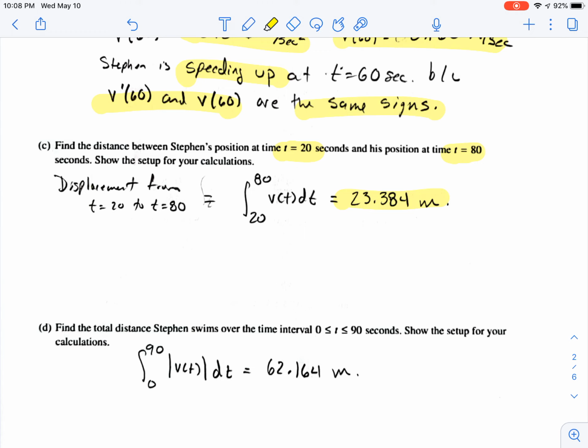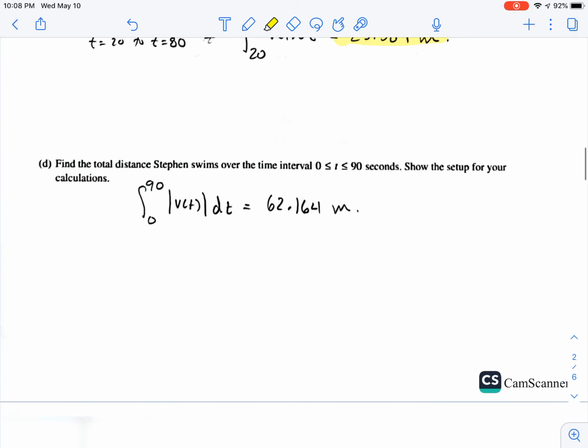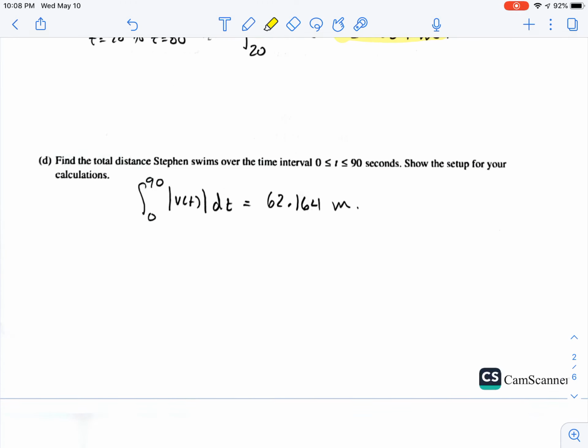You could have assumed a position of 0 at time equals 0 and found the position at 20 and found the position at 80 and then subtracted the two. That would get you the same answer, and that's a valid way to do it. But this, I believe, is your simplest. And then total distance, remember your total distance is your integral of the absolute value of the velocity from 0 to 90. And you do that, and you're getting 62 meters.